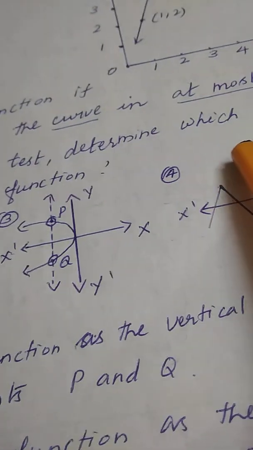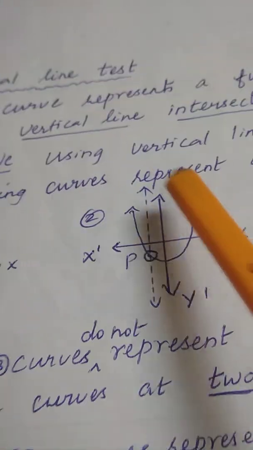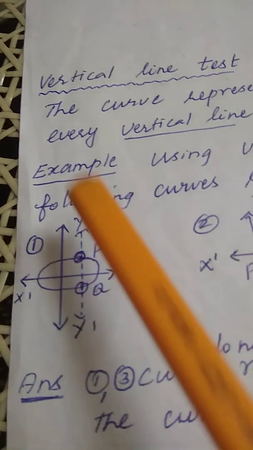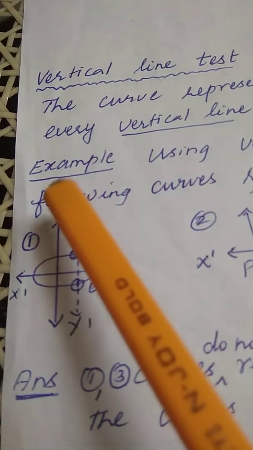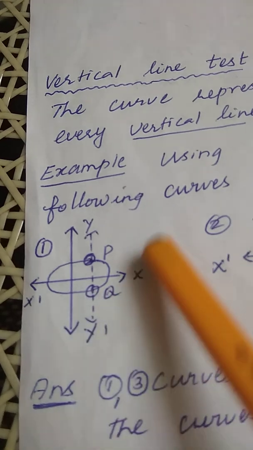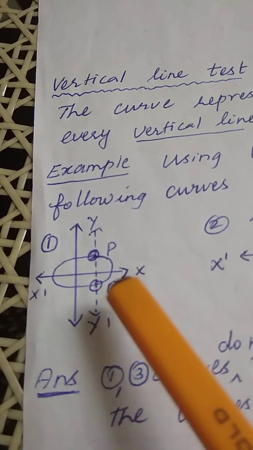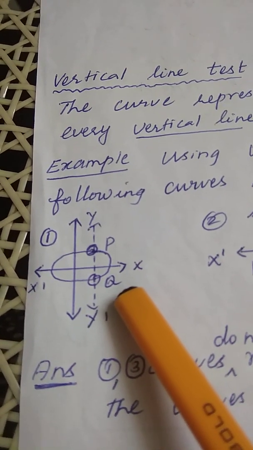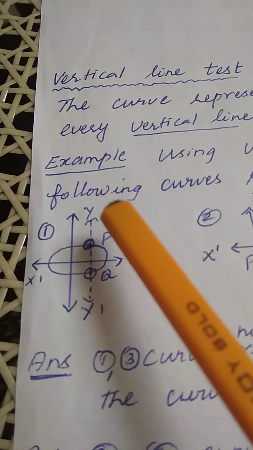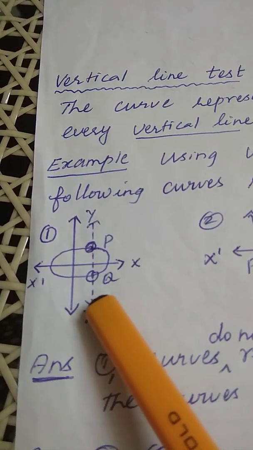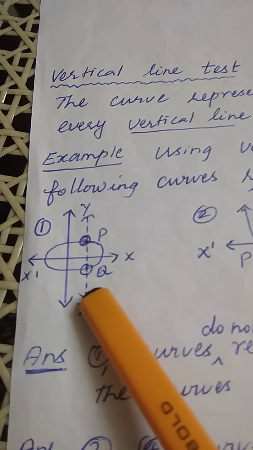Take an example. Using the vertical line test, determine which of the following curves represent a function. See the first graph. The x-axis is given, the y-axis is given, and a round curve is given. To verify whether this graph or this curve represents a function, what we must do is draw a vertical dotted line which should touch the curve.